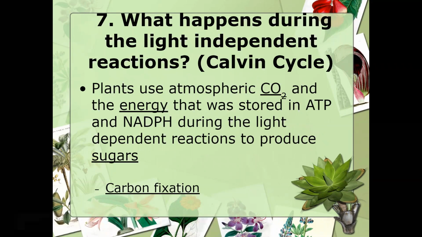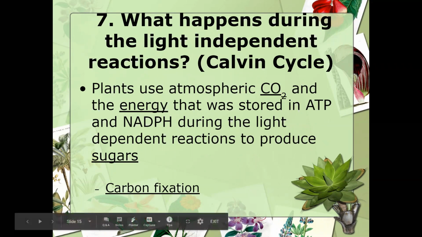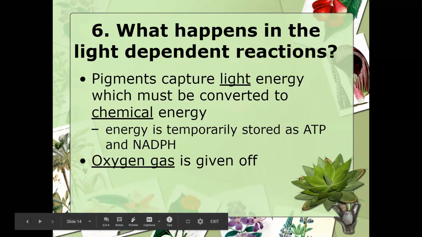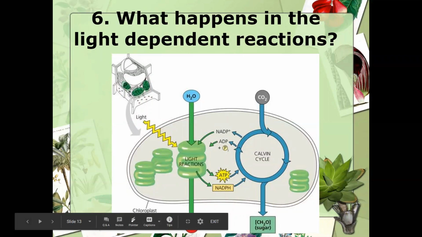So moving forward, once again, that's all this is summarizing for you. In the light-independent reaction, otherwise known as the Calvin cycle, plants are using that atmospheric carbon dioxide and the energy that was stored in your light-dependent reaction to produce sugars. Another term for this is the carbon fixation part of photosynthesis. So once again, I'm going to go back a couple of slides and highlight that for you on this picture that you need to be able to identify stuff on.